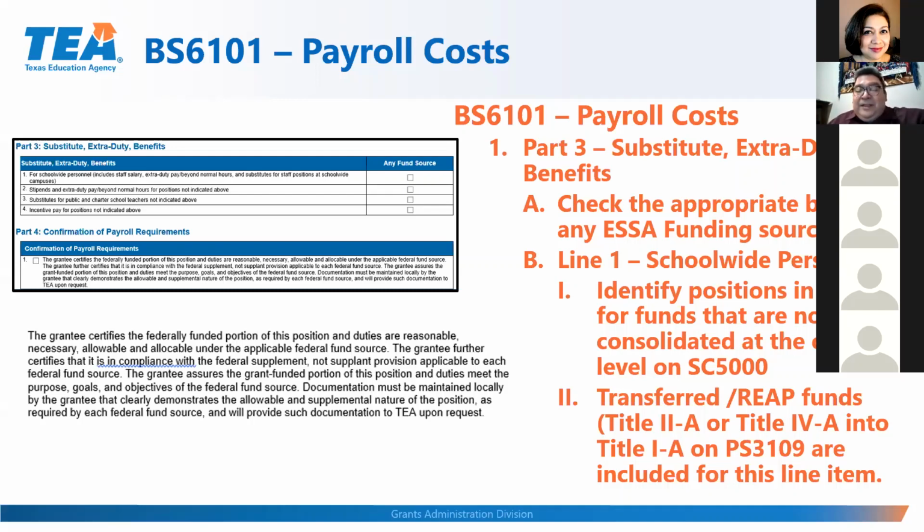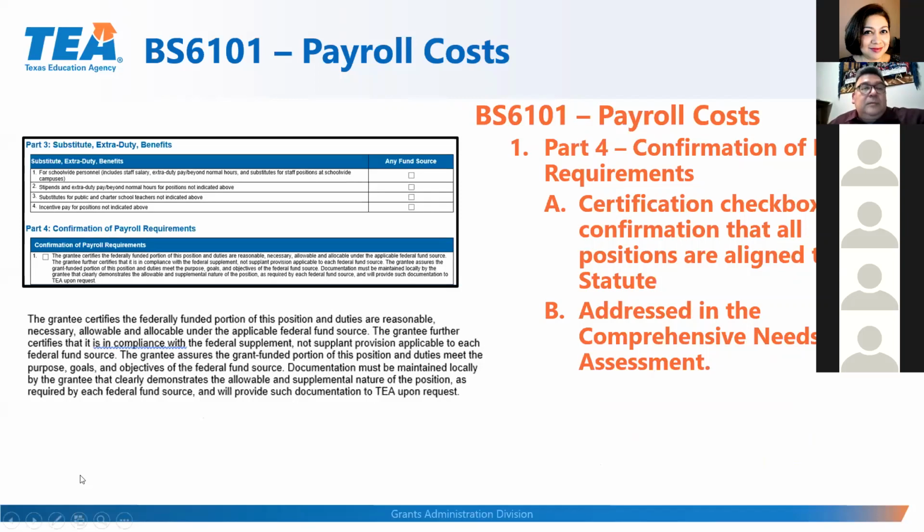And then the final thing on here is just Part 4, the certification and confirmation that you are using these according to all federal supplement and supplant provisions. And you have all the documentation to determine that the positions that are being funded under these grants meet the purpose, goal, and objectives of that federal funding source. All that documentation, again, is maintained locally, unless TEA requests copies of that or auditors request it, but you do have to maintain all of that locally.